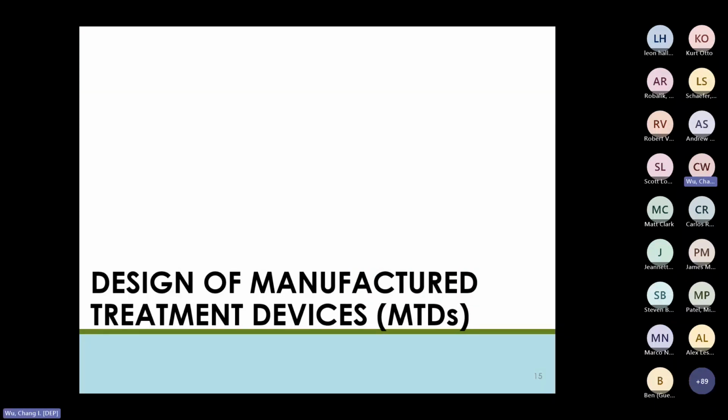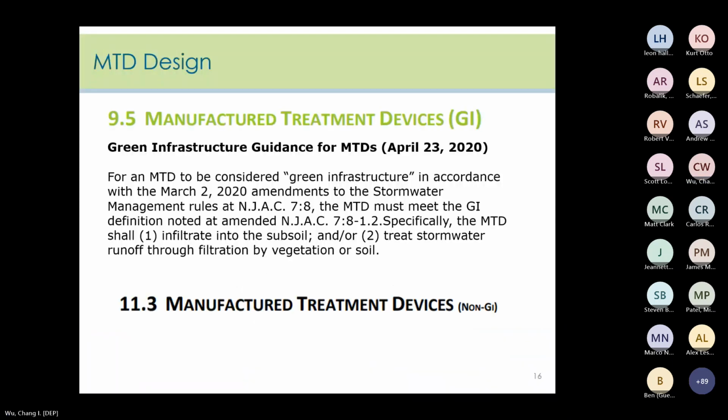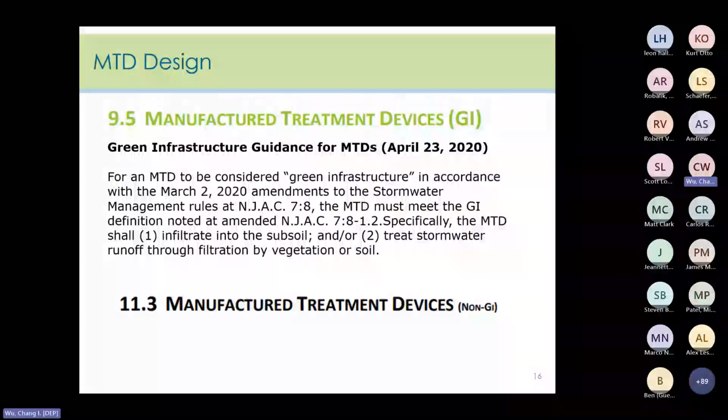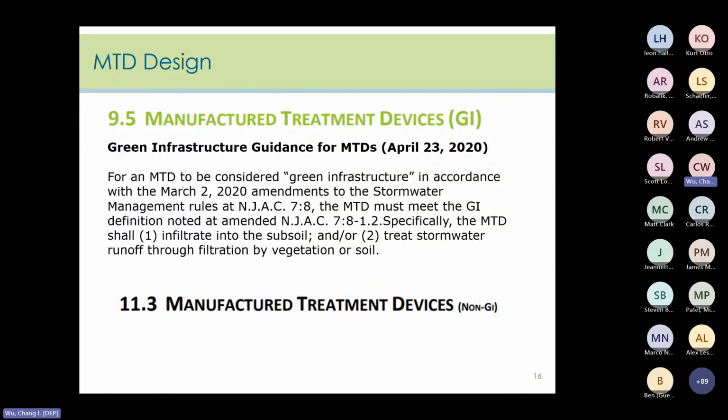Next topic is the MTD. We have this requirement that's effective on April 23rd, 2020, that for an MTD to be considered green infrastructure, according to the rule adopted effective March 2nd, 2020, the GI definition says a GI MTD should infiltrate the runoff into subsoil or treat the stormwater runoff through filtration by vegetation or soil.